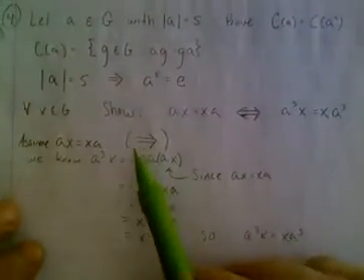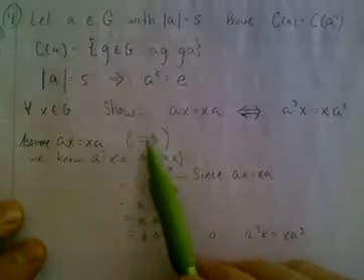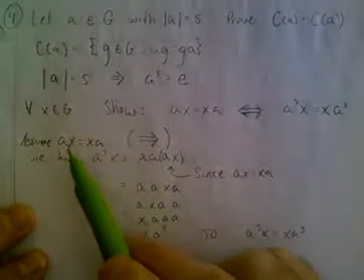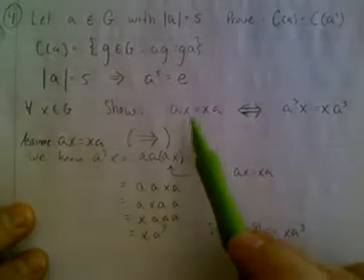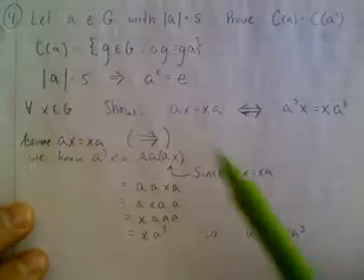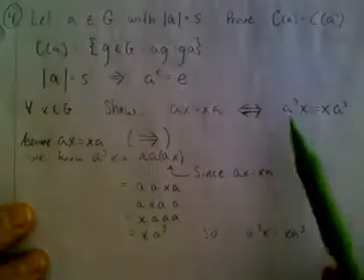All right, so the first thing we want to do is show, we need to prove this biconditionally. So we're going to do the forward direction first. We're going to assume that A times X equals X times A. So we're going to assume the left-hand side, and we're going to try to derive the right-hand side.